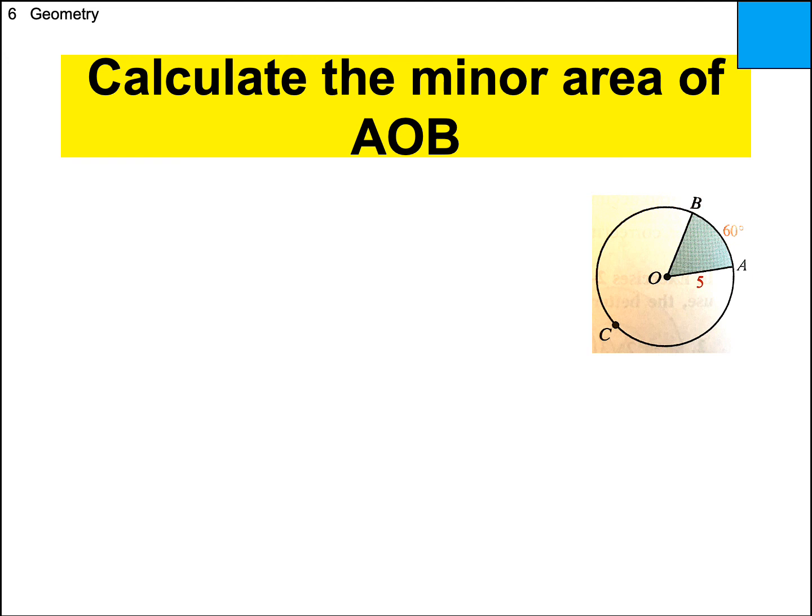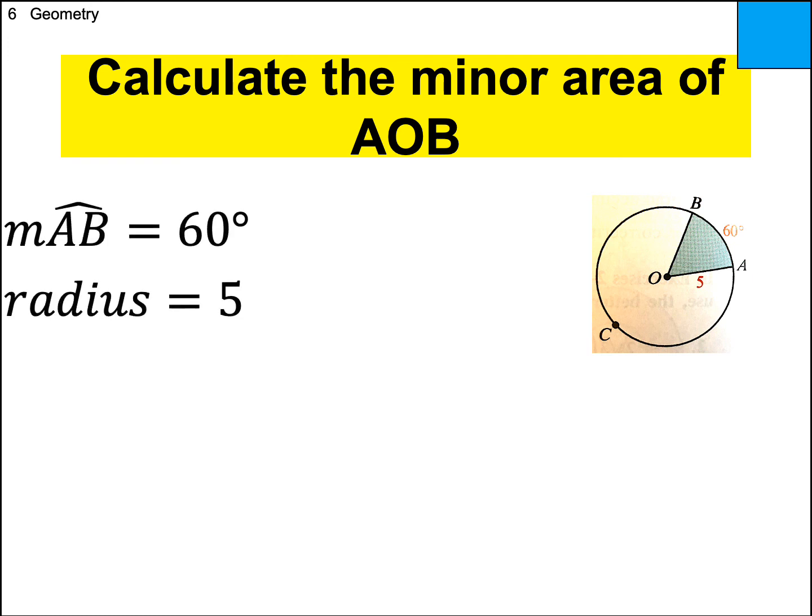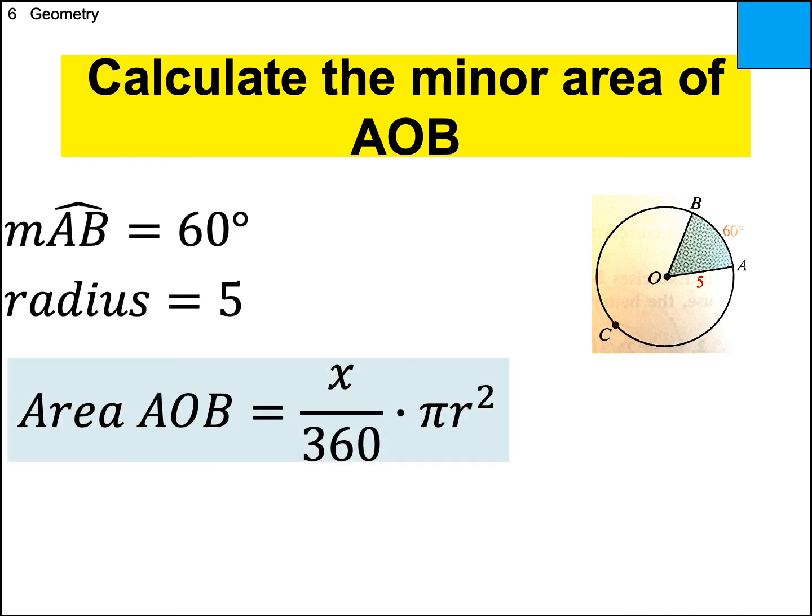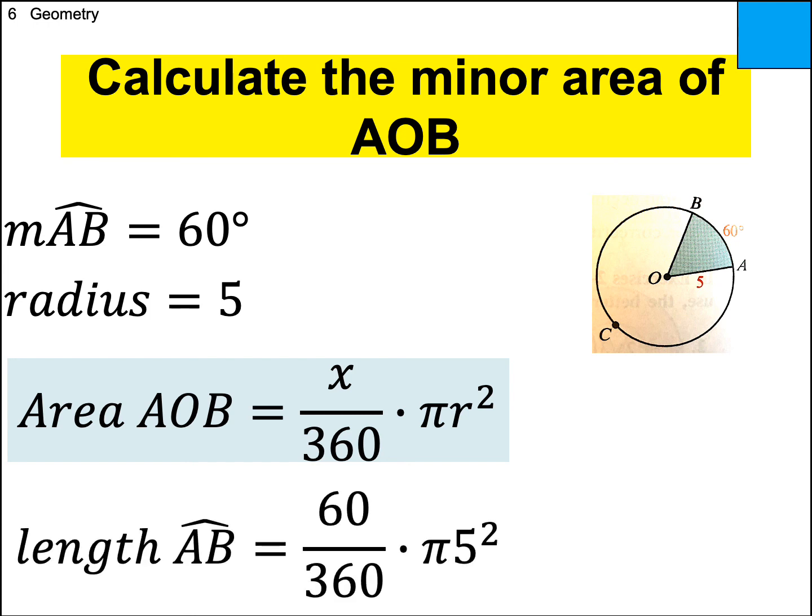All right, so let's see. AOB. Do we know the measure of the arc? Yeah, it's 60 degrees. Do we know the radius? Yep, it's 5. That's all we need to plug into our formula for area of the sector. So x was 60, r was 5. This one doesn't say leave in terms of pi, so we're going to do the whole darn thing. 60 times pi times 5 squared, all divided by 360, is approximately 13.1 units.